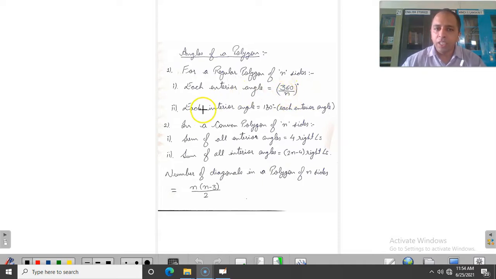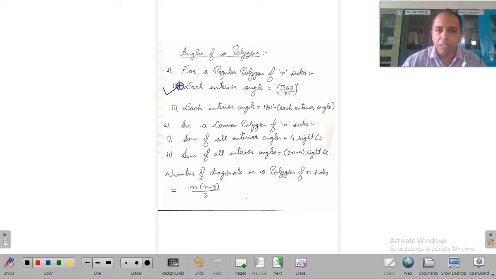Each interior angle is equal to 180 degrees minus each exterior angle. So once we have calculated the value of the exterior angle, we will subtract this value from 180 degrees, and we will get the value of the interior angle.